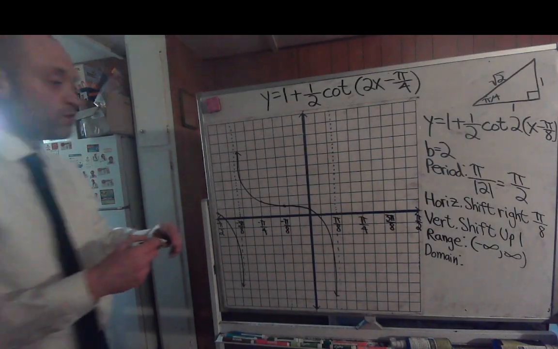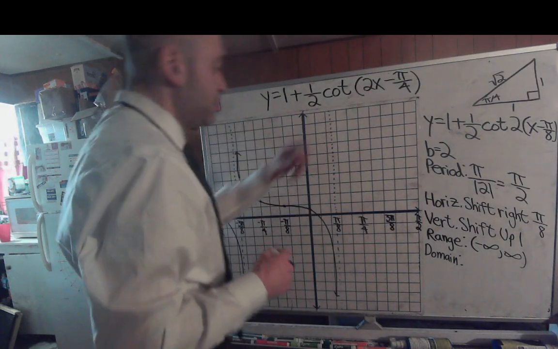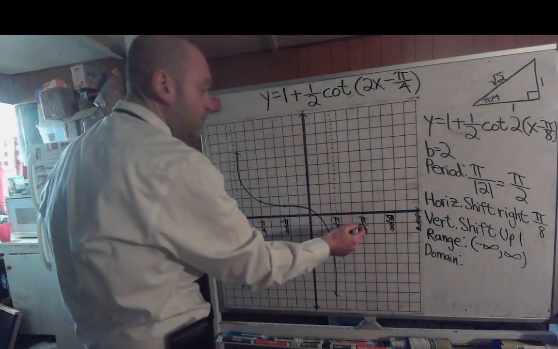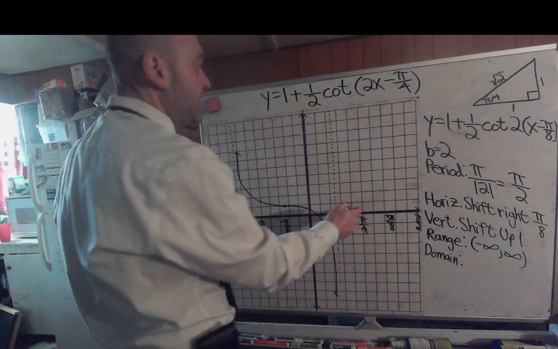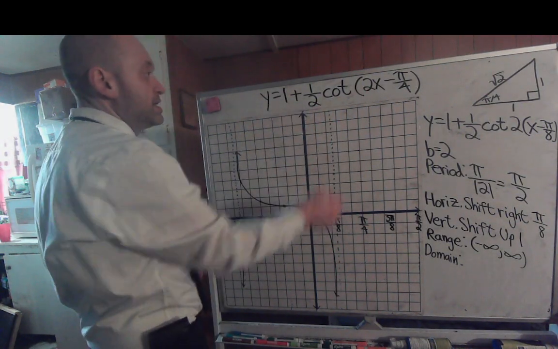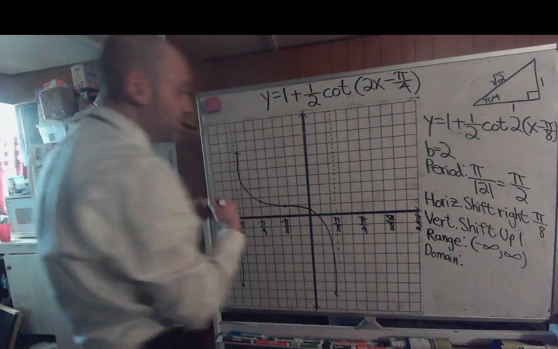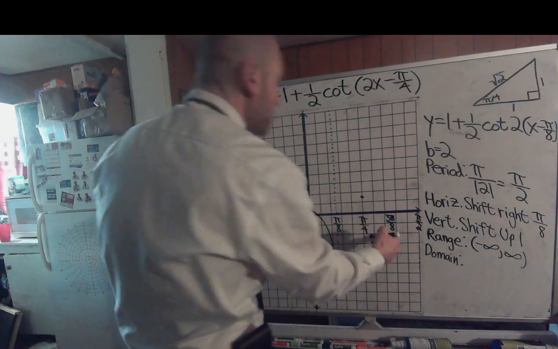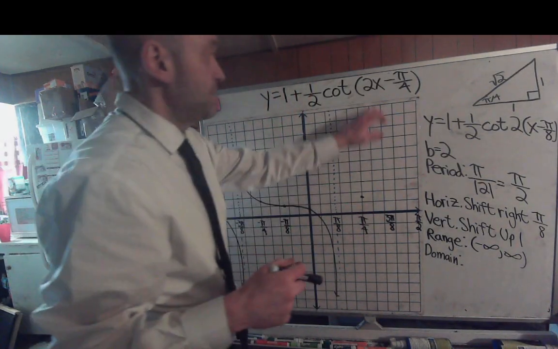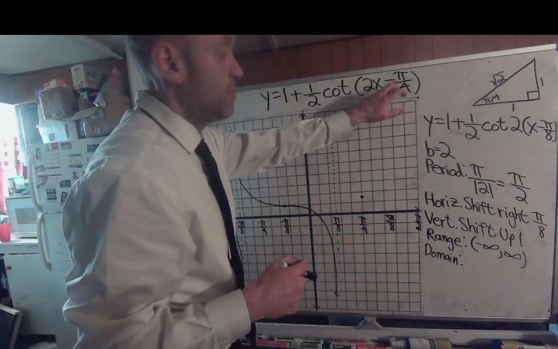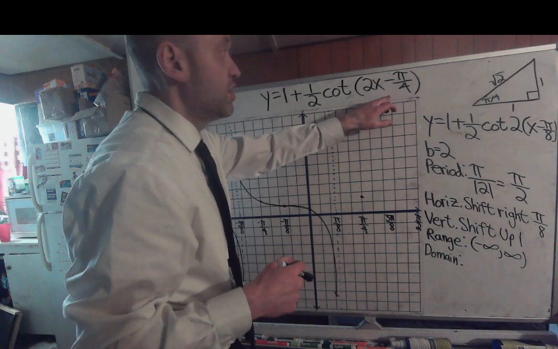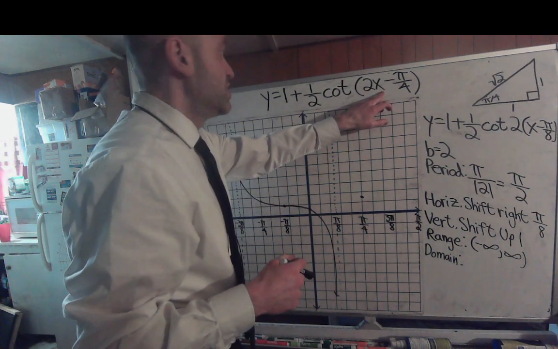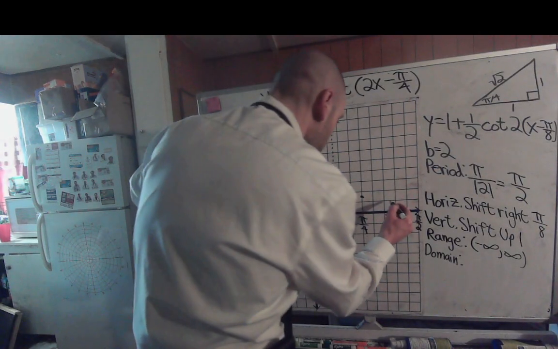Alright, now let's go to pi over 4. 2 times pi over 4, so minus pi over 4, that's pi over 4. The cotangent of pi over 4 is 1, times a half is 1/2, plus 1 is, well, 1.5. What about 3 pi over 8? Take that times 2, I'll get 3 pi over 4 minus pi over 4. That'll give me the cotangent of pi over 2, which is going to be 0 plus 1 is, well, 1.